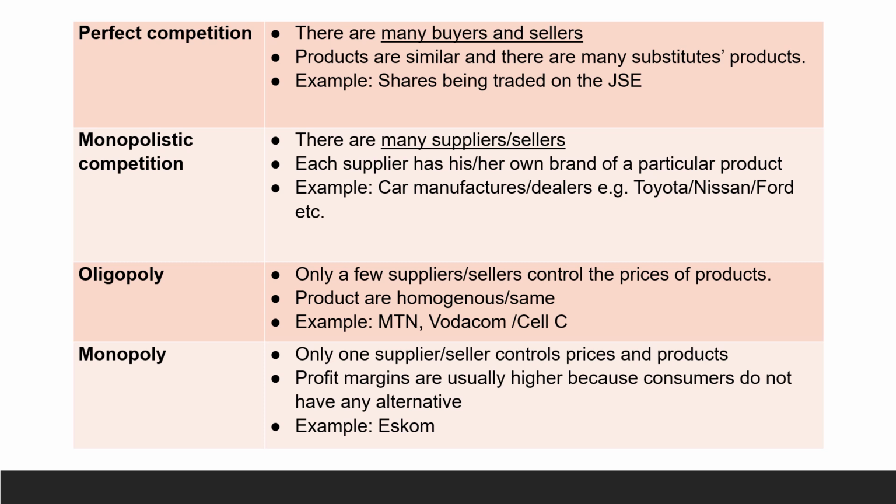Then an oligopoly is where only a few suppliers or sellers control the prices of the products. And products are usually the same. And that is like MTN, Vodacom, Cell C. They're all part of the cell phone industry. And there's only a few of them that we can choose from. And then monopoly, where there's only one supplier that controls the market. For example, Eskom. And usually the profit margins are set very high because consumers do not have any alternative than to use that specific supplier.